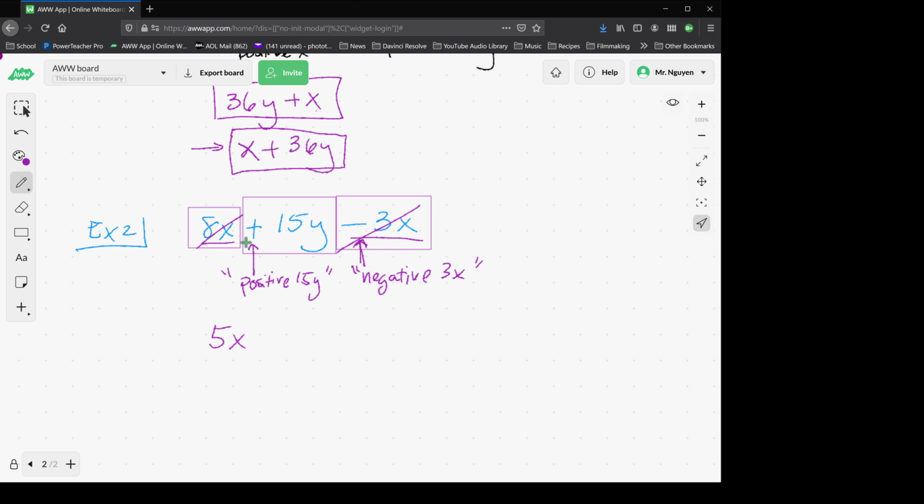Okay. Now what we have left over is the 15y, the positive 15y. Because it's positive, you add 15y. And that's our answer. Okay? So that's positive 15y.